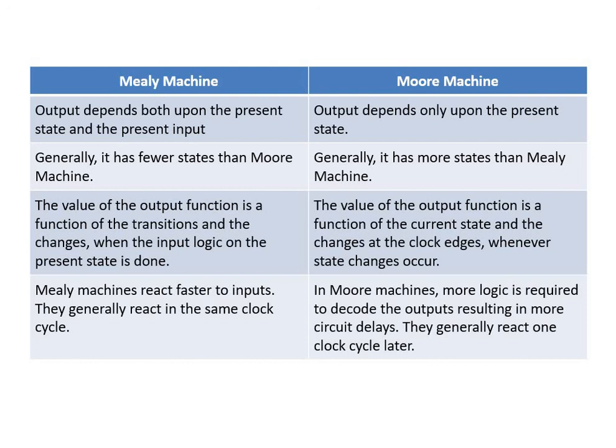Mealy Machines react faster to inputs. They generally react in the same clock cycle, while in Moore Machines more logic is required to decode the outputs, resulting in more circuit delays. They generally react one clock cycle later.